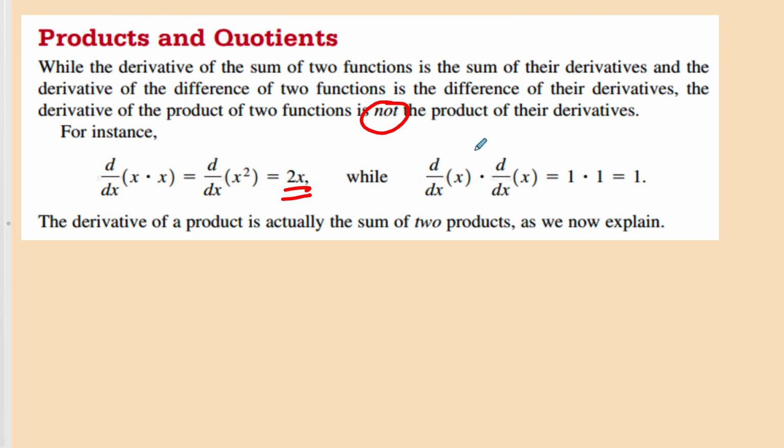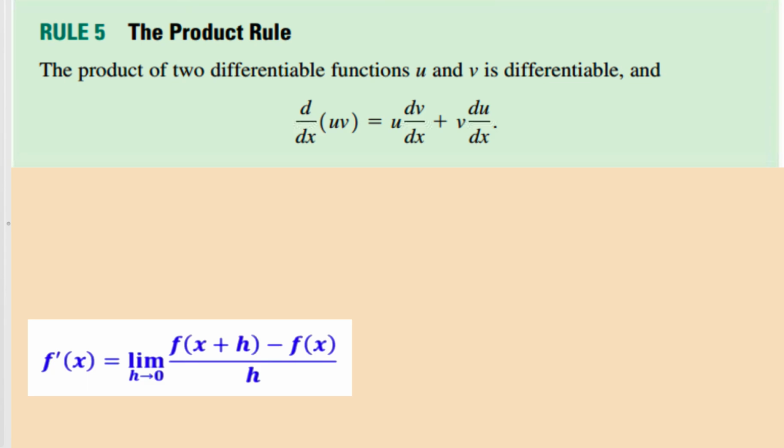But if you were to take the derivative of each part of this product, the answer would be 1, and 1 is not the correct answer. So unfortunately, the product rule doesn't act like the sum rule or the difference rule. In fact, this is the way it acts. The derivative of a product is the first function times the derivative of the second plus the second function times the derivative of the first.